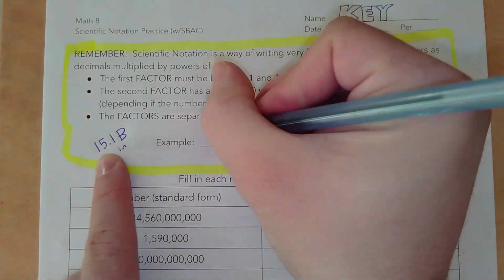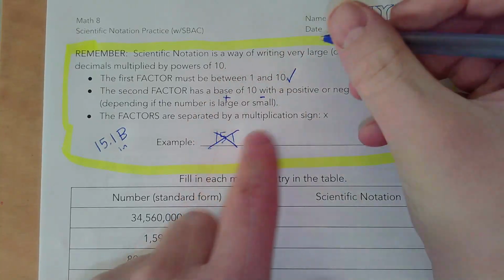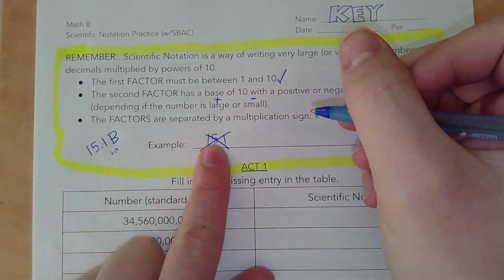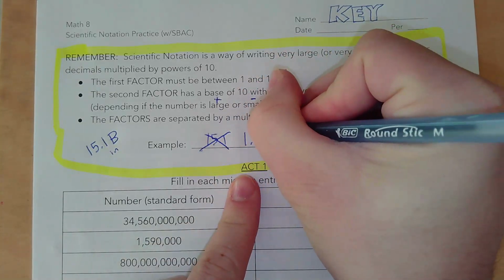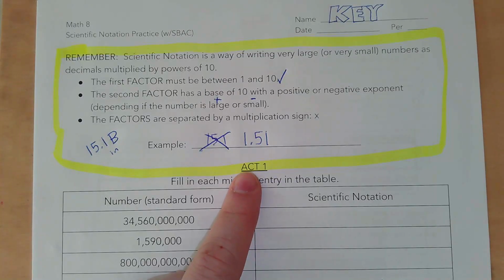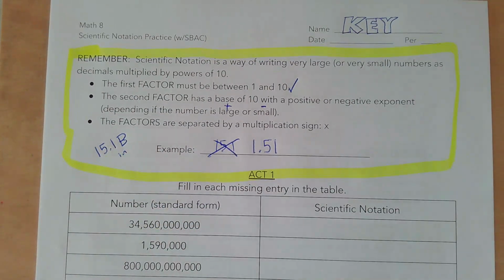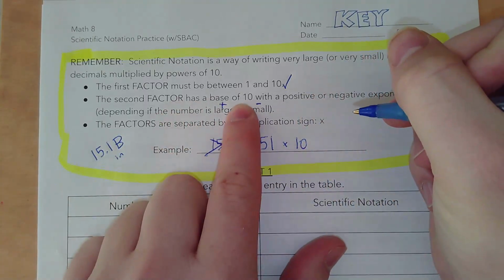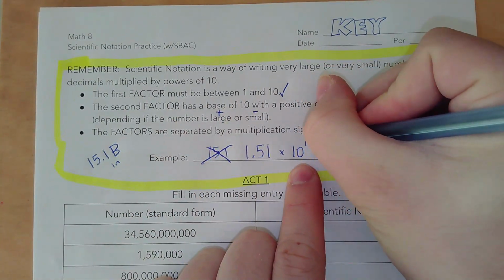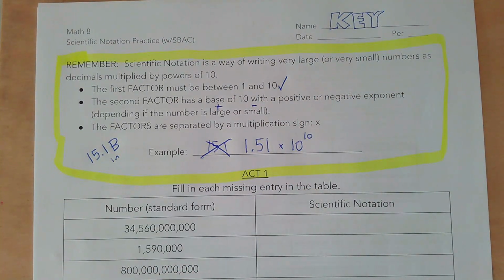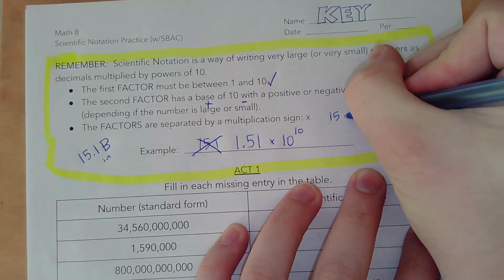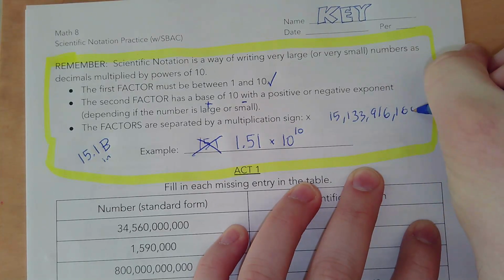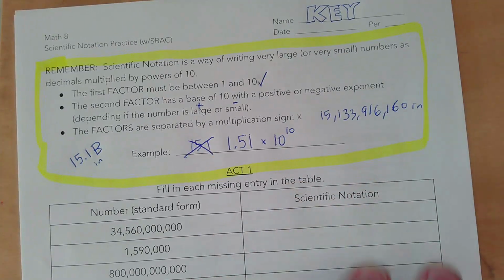So I can't write down 15.1. That would not be a number between 1 and 10. Okay? So what would this be as a number between 1 and 10? It would be 1.51. Okay? Now how many zeros does a billion have? Well, it has a lot of them. I'm going to write down times 10, because that's a base of 10, to the power of 10, because it's this far away. I'm going to write down the number right now. That's how many inches it is away from Earth.